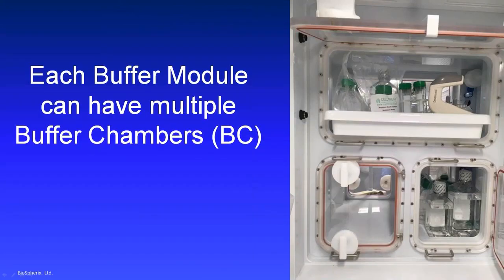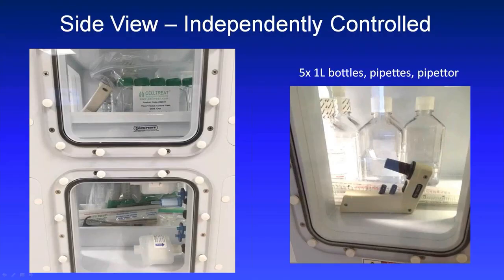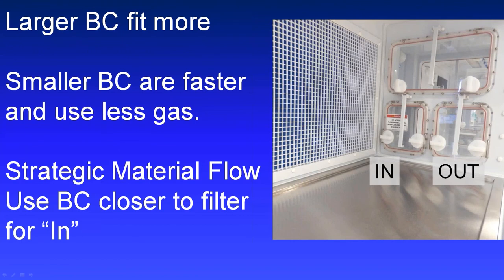Now, each buffer module can have multiple buffer chambers, like this one that you see here. Each one is independently controlled, so you can have log dilution ventilations happening in all of these independently. They can be stacked for strategic control of material, whether you have indoors and outdoors or whether you have product and waste, different pathways. That's up to you. Larger buffer chambers fit larger items and more items in them, obviously. Smaller buffer chambers are faster, however, to cycle, and they use a lot less gas.